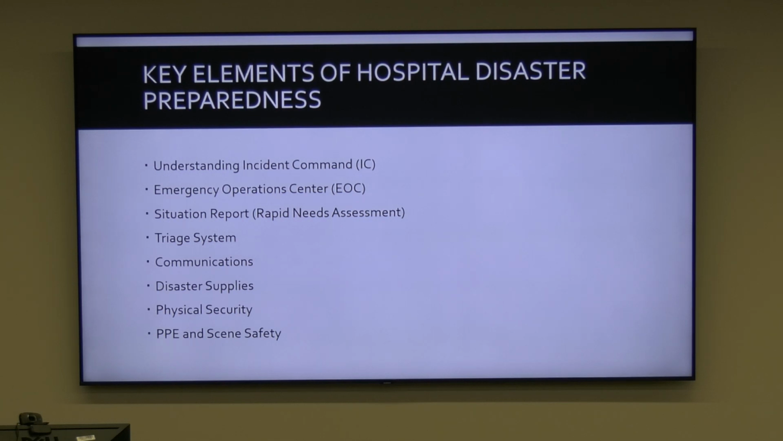So as we know from COVID this year, PPE is essential. This includes just protective equipment, whether that be masks or gowns, but also scene safety. It is essential to make sure that when a provider is taking care of a patient, they don't harm themselves and in turn become a patient as well. So assessing scene safety and making sure that it is safe to actually provide the care that they are providing is essential as well.